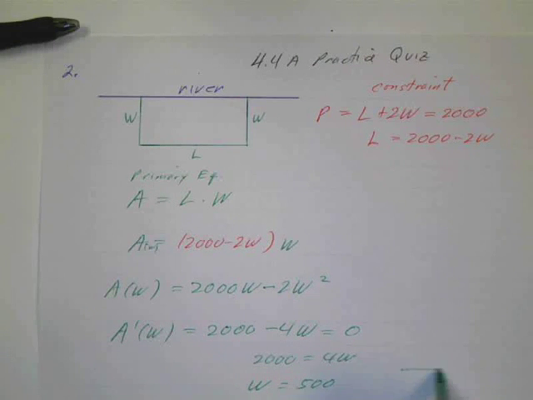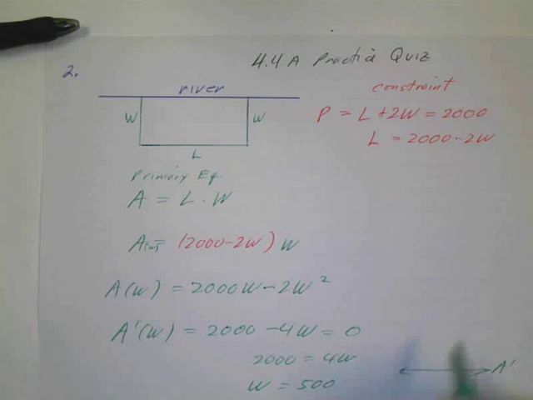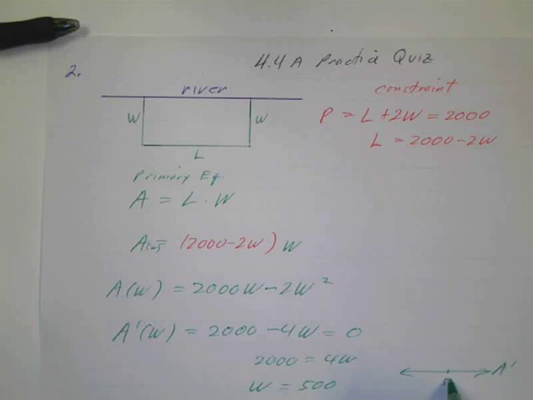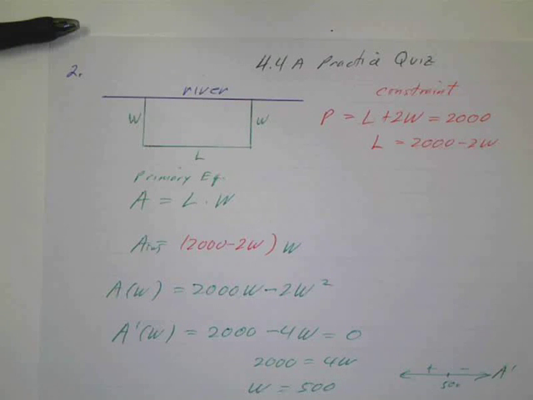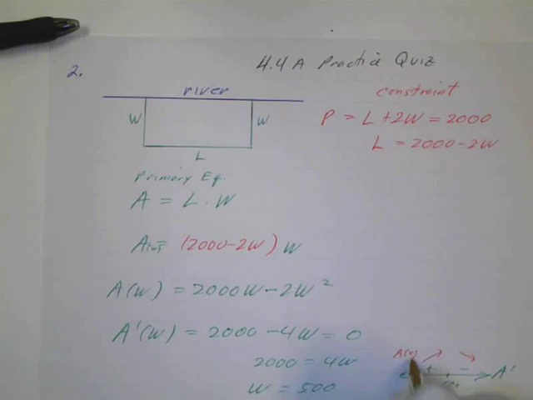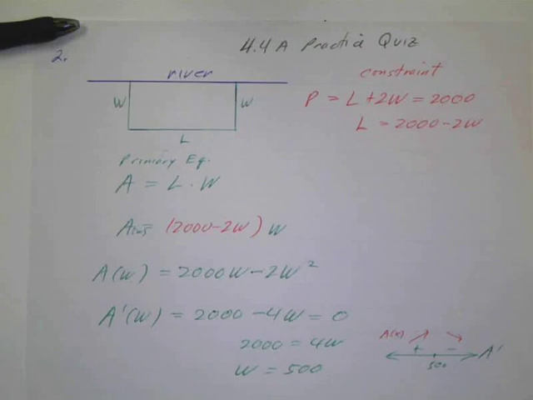Now I can check that. The first derivative test, I could use A prime. And this is 500. So I put 100 in here, this is going to be positive. If I put 1,000 in here, that's going to be definitely negative. So my area is going from positive to negative, so it is a relative maximum. Okay, so that's easy to check.